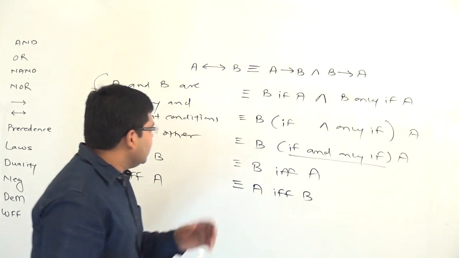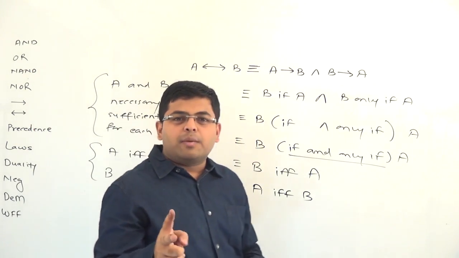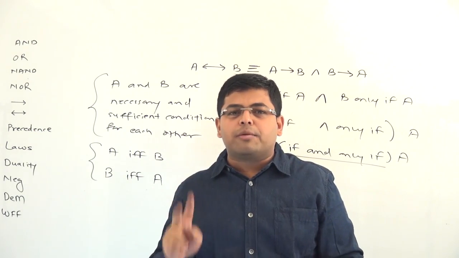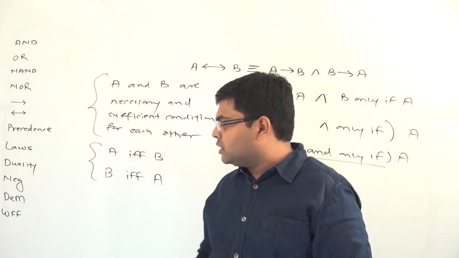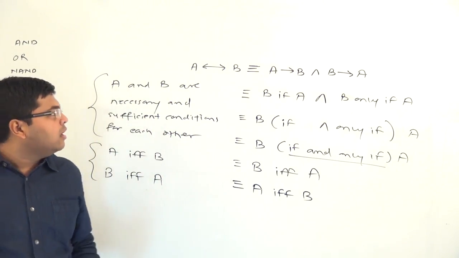Now let us see the sentence that I am making. Either both of them will be there or both of them will not be there. This is very important. It means, let us go by an example.